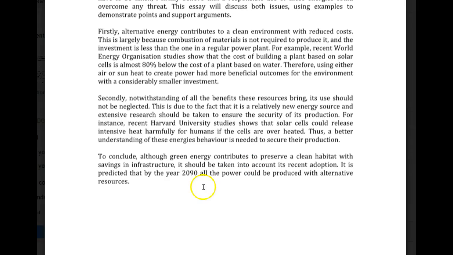So this should read, to conclude, although green energy contributes to preserving a clean habitat with savings in infrastructure, it should be taken into account its recent adoption. Okay, this needs to be rephrased. It should be, its recent adoption should be taken into account. It is predicted that by the year 2090, all the power could be produced with alternative resources.